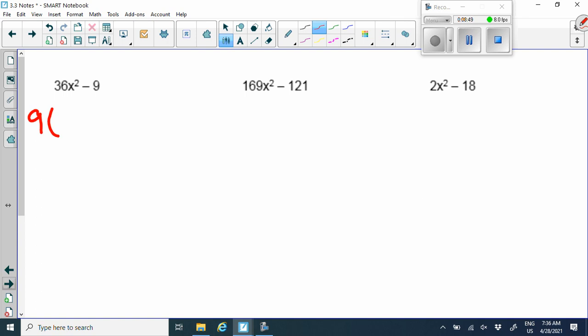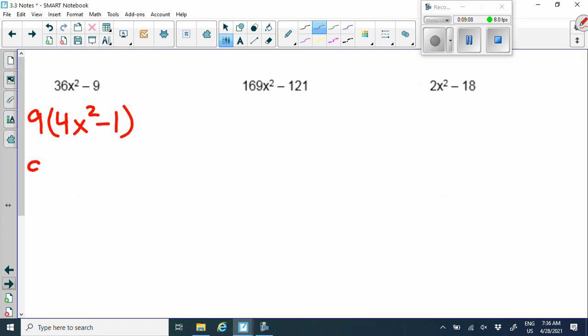What is 36 divided by 9? That's 4, and we're left with x squared. What is 9 divided by 9? 1. Okay, now let's see if we can factor 4x squared minus 1. Well, it is a binomial, we're subtracting, and 4 and 1 are perfect squares. So this is still a difference of squares.